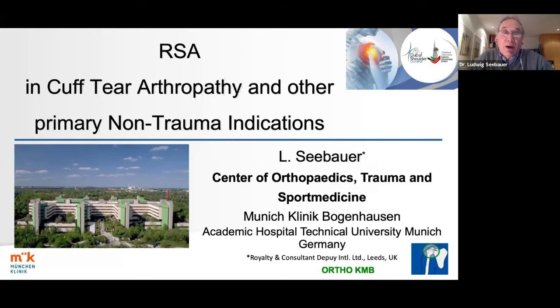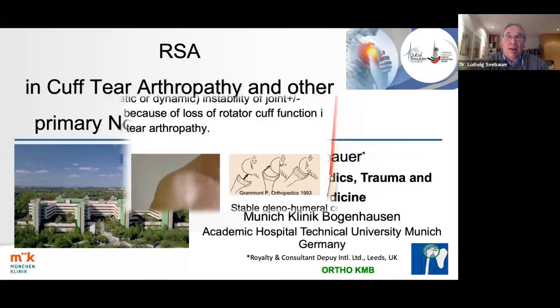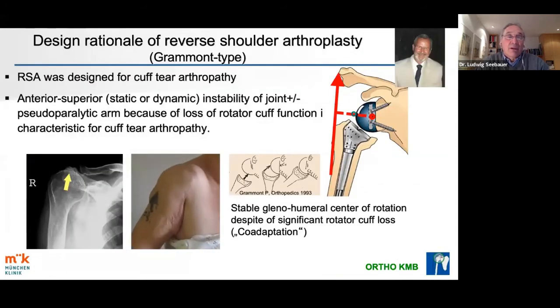I want to speak today about reverse shoulder arthroplasty in cuff arthropathy in the narrower sense, but also in all other primary non-trauma indications. As you have heard, reverse shoulder arthroplasty was primarily designed for cuff arthropathy. And this is characterized by an anterior superior static or dynamic instability of the joint and a pseudoparalytic arm because of the loss of rotator cuff function that is characteristic for it. And Paul Grammont has created a stable center of rotation despite the significant rotator cuff loss by this so-called principle of co-adaptation.